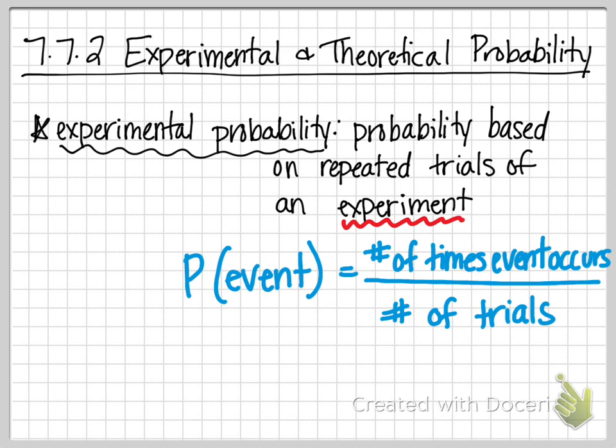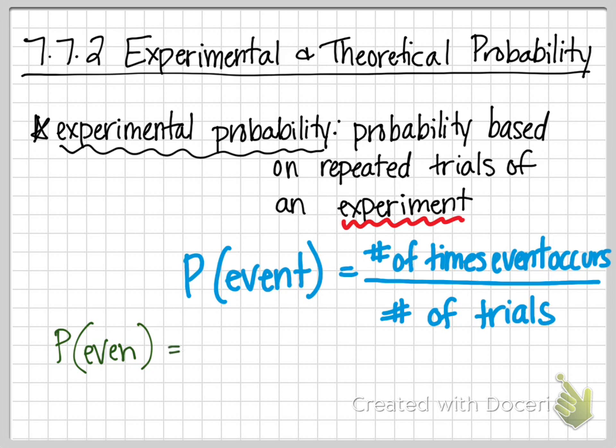The probability of an event. Going back to the number cube, the example that we were working through on the board, we were looking for the probability that you rolled an even number. So in the parentheses, you put that favorable outcome that you're looking for. Probability of an even number.